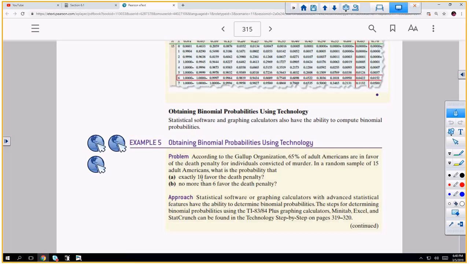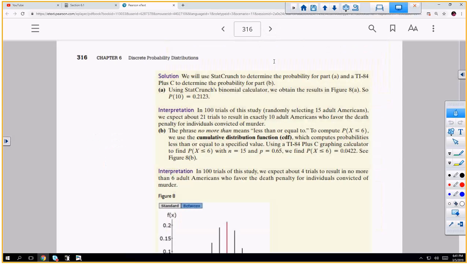Exactly is when it's exactly on it. That's when it's PDF. And then no more or less than, or at most, or whatever, that's when it's CDF. And that's what they're doing on the next page. So binomial PDF will be there, n, p, x, x is equal to 10.